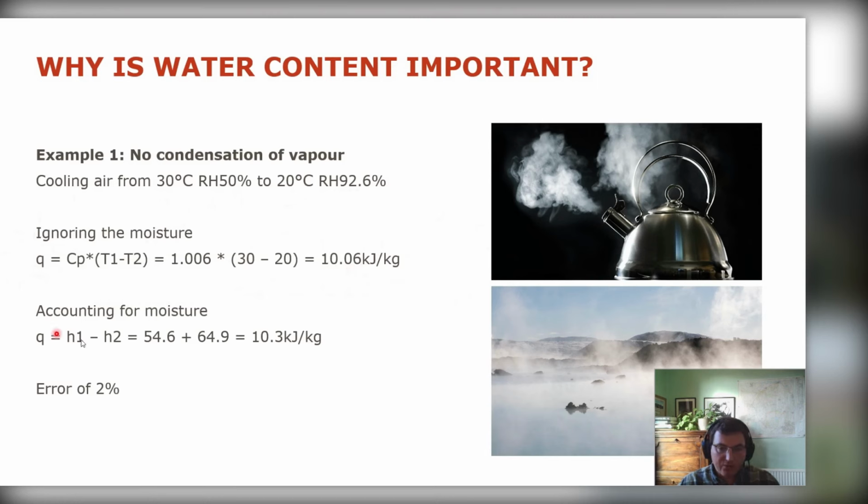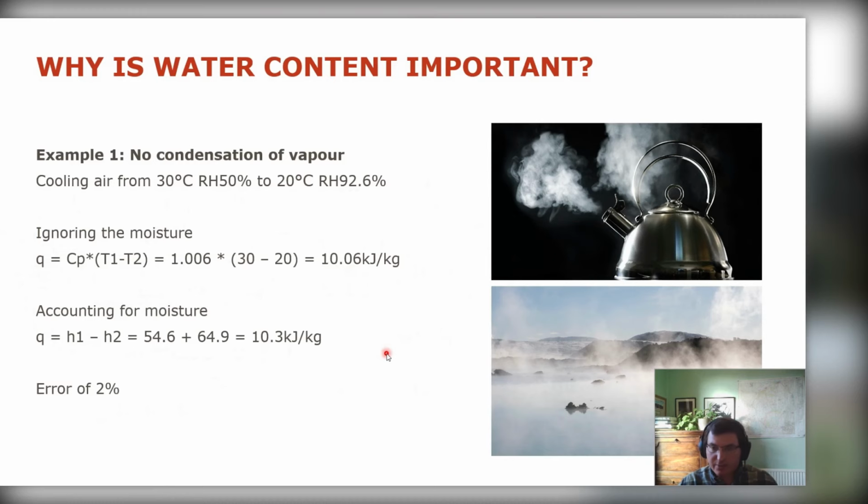Now, if we do account for the moisture and we work it out using enthalpies, which we'll cover a bit later, but that's basically the energy content, then we'll get 10.3. So the error is about 2%. Very small error. Again, you'd be excused to ignore it. So if there was no change of state, you would be fine.